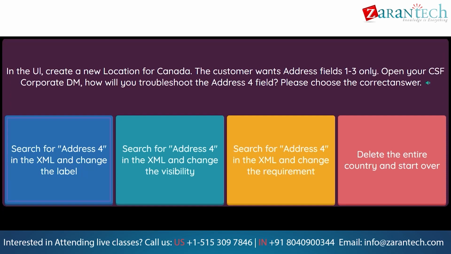Option 1: search for address 4 in the XML and change the label. Option 2: search for address 4 in the XML and change the visibility. Option 3: search for address 4 in the XML and change the requirement. Option 4: delete the entire country and start over.